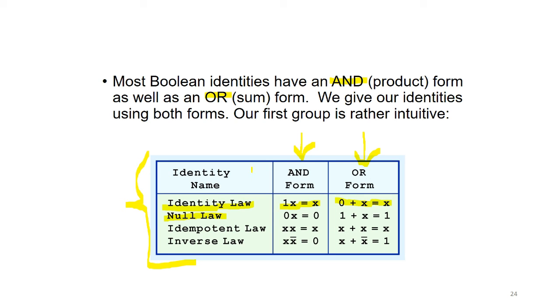The null law. In the AND form, when 0 is multiplied with any number, it gives us a value of 0 itself. But in the OR form, when 1 is added with a number, 1 plus x gives us a value of 1. Why is that? Now it becomes a problem.